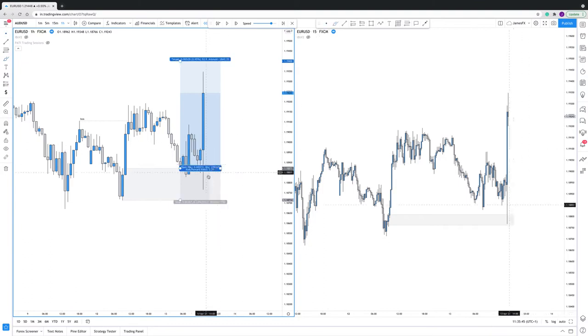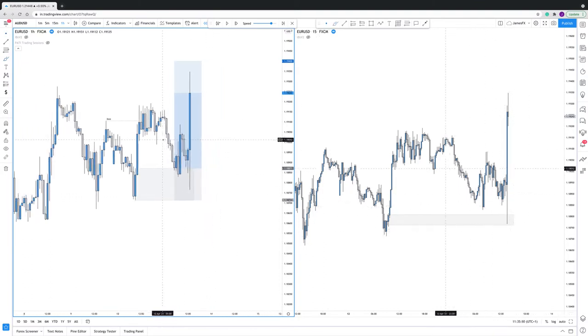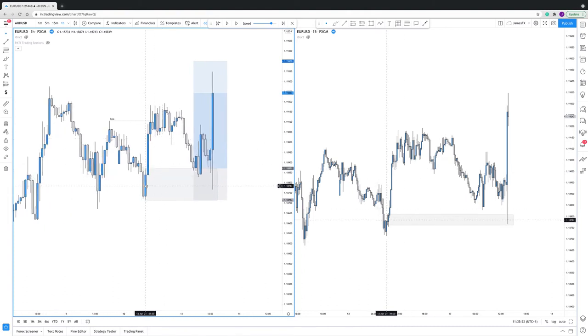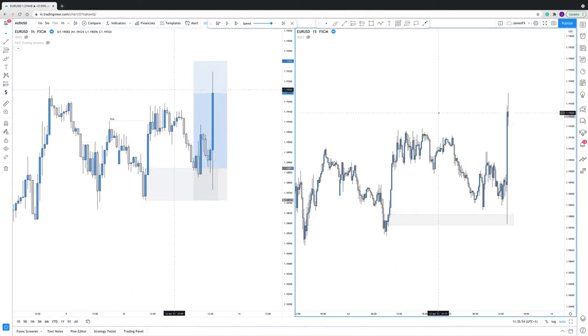Now 15.7 pips is a very large stop loss size, so let's see how we can refine it down on the 15. So here's the 15.